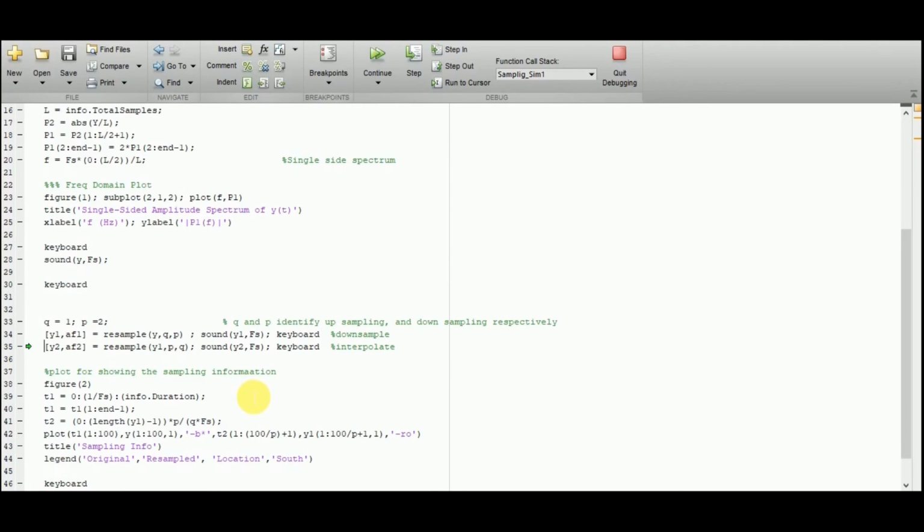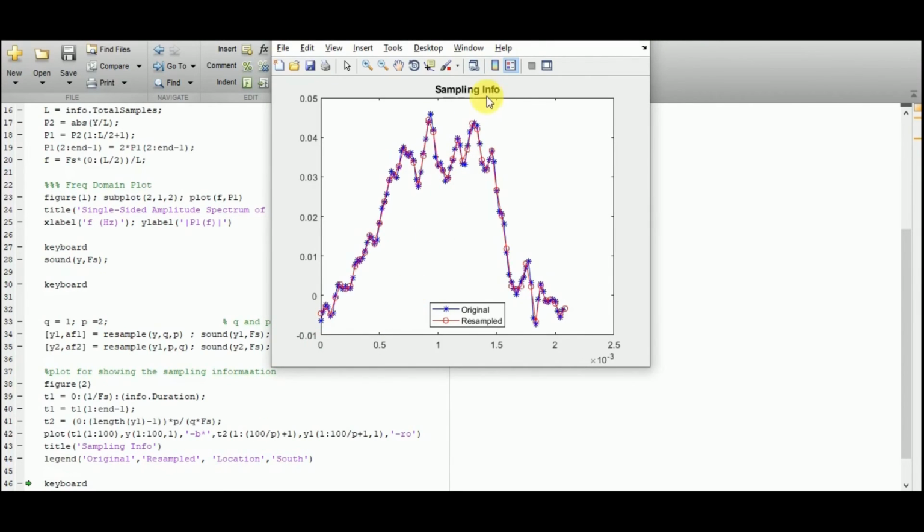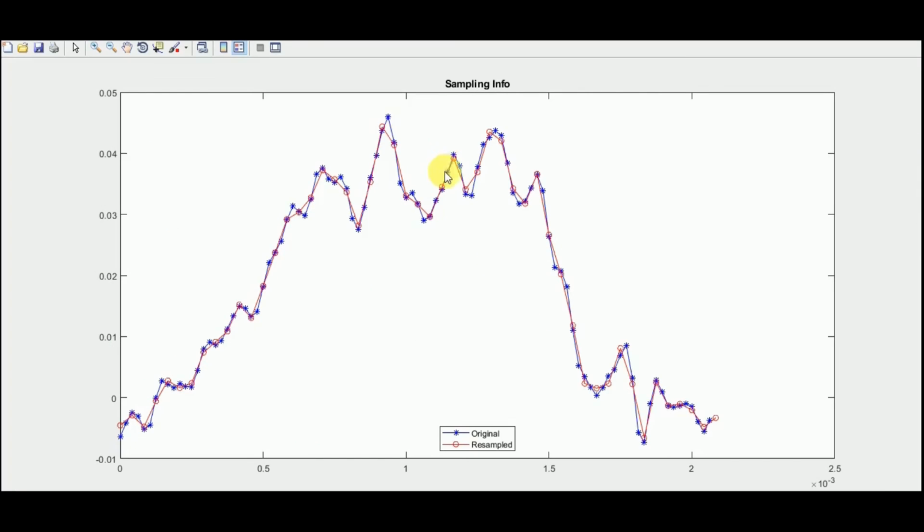So you would not have observed a lot of difference between the two sounds. Let us look into the reason why it is so. In this plot, the blue line is showing the original data, whereas the red line with circles indicates the resampled or recovered signal. You can observe that the red line is almost following the blue line.